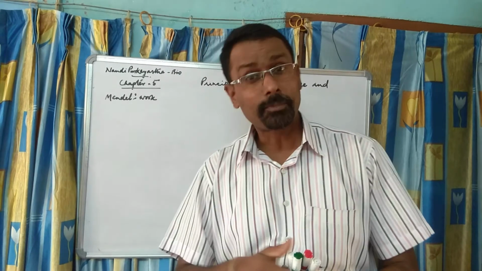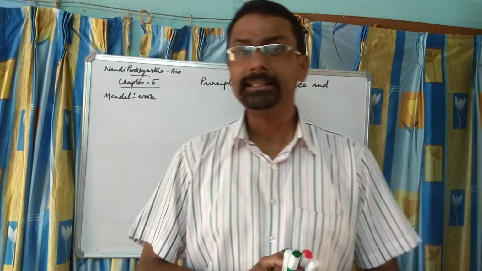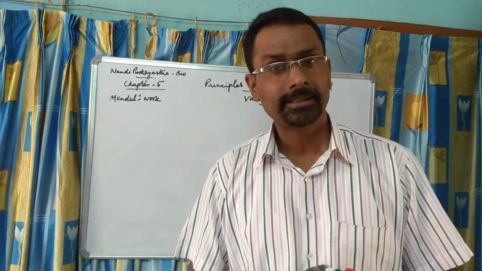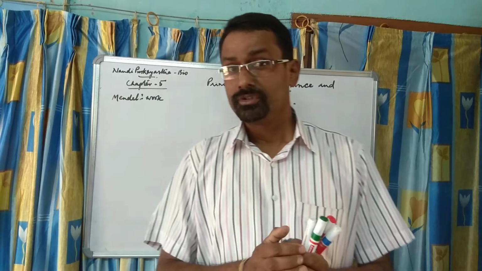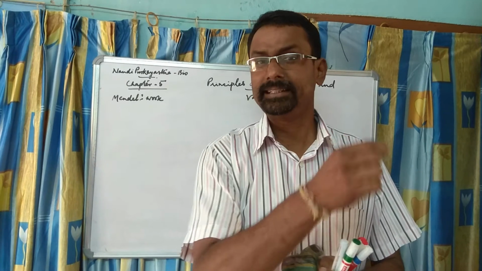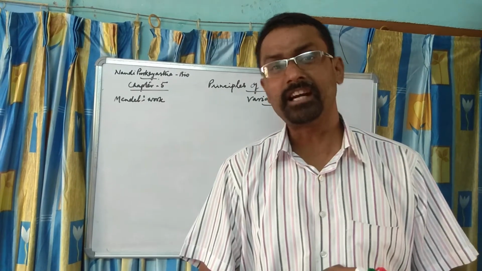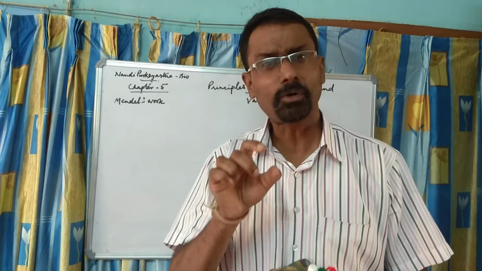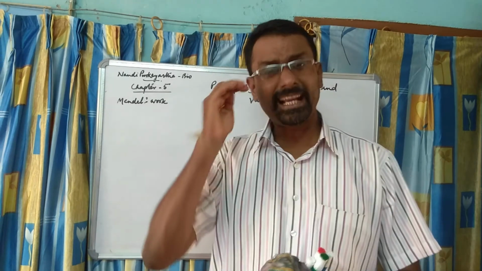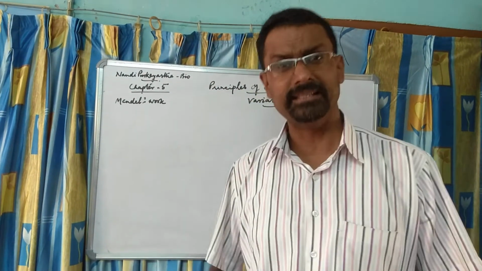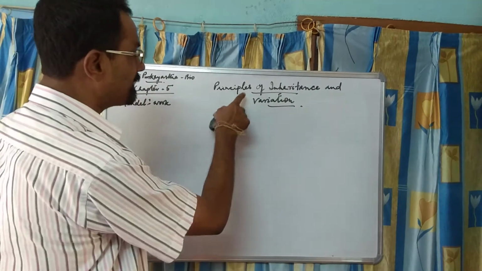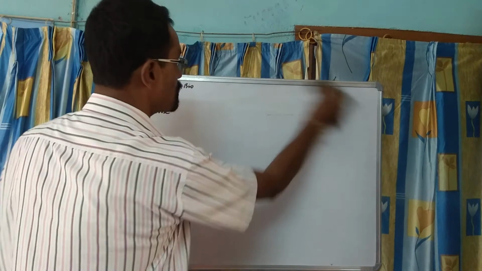Students, one thing you have to keep in mind, Mendel was the pioneer who did a lot of investigation and research on transmission of characters. For that, he formulated his own 7 pairs of characters that he used in his experiment. So the 7 pairs of characters we need to know and keep in our mind. What are those? We'll be going for chapter 5, Mendel's work mainly. The chapter is Principles of Inheritance and Variation.